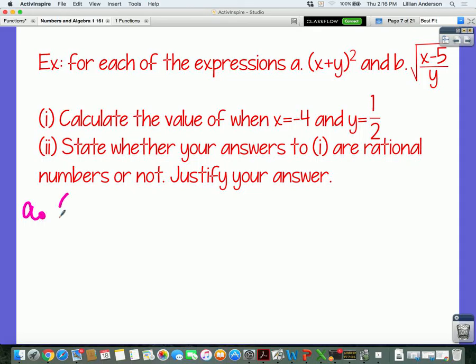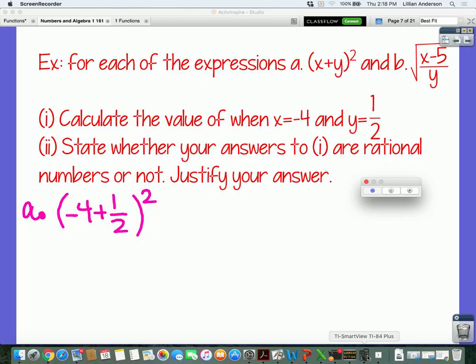So for A, if x is -4 and y is 1/2, that literally means that we're going to plug in, right? And then we want to square. Now by all means, you don't have to use a calculator if you don't want to, okay? But I do want us to try to get some practice with the graphing calculators. And so, let's go ahead and pull this up. Alright, so let's do this in our calculators.